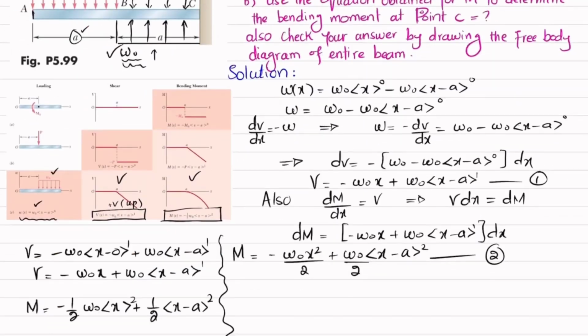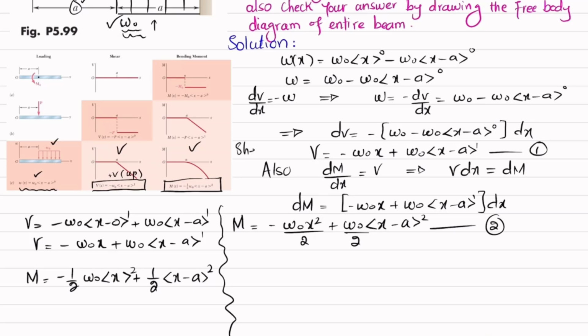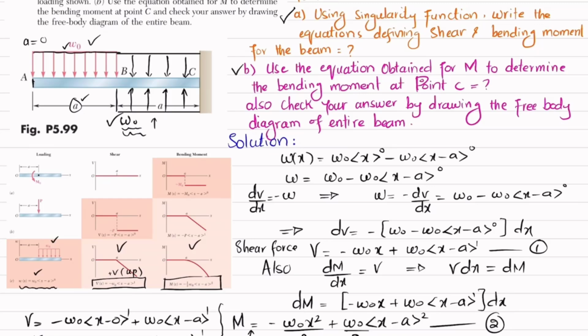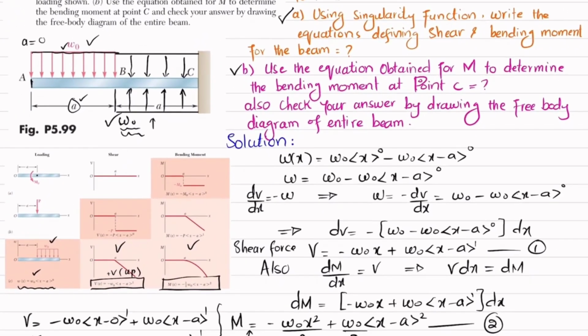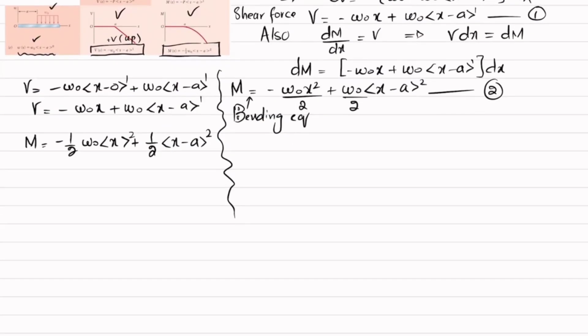We used the singularity function in order to define the shear force equation. Clear? And then the bending moment equation, which is this one. Now we will move towards the second part, and in the second part use the equation obtained for M to determine the bending moment at point C. So what is C? C is here. So here x is equal to 2a. So this is your part B. Put x is equal to 2a in equation 2.